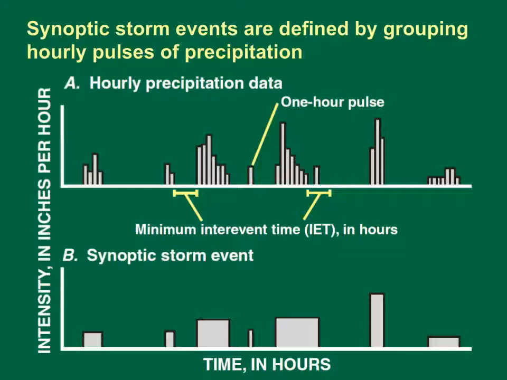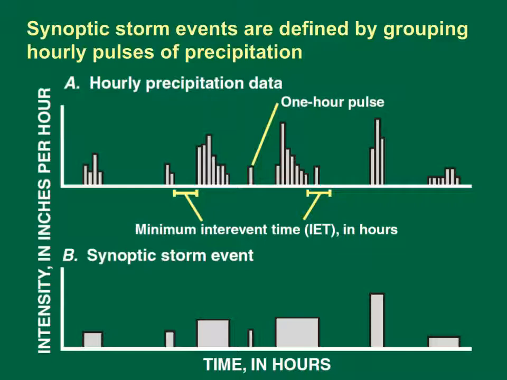Each bar on the upper timeline, which is labeled A, hourly precipitation data, represents a 1-hour pulse of precipitation. The minimum inter-event time is used to either separate pulses into different storm events or lump pulses within an event. The example of the inter-event time on the left shows 2 periods of precipitation that occur with a separation greater than the inter-event time. Thus, they are segregated into 2 events.